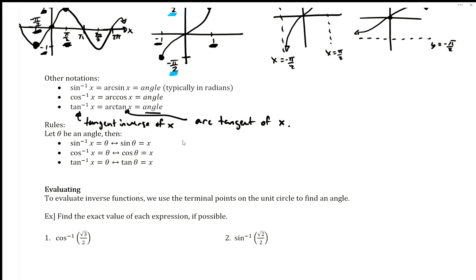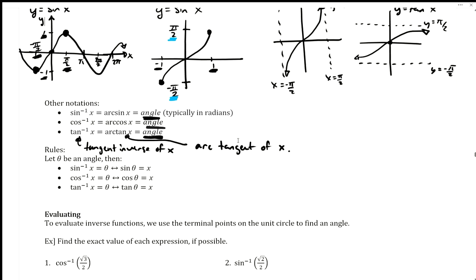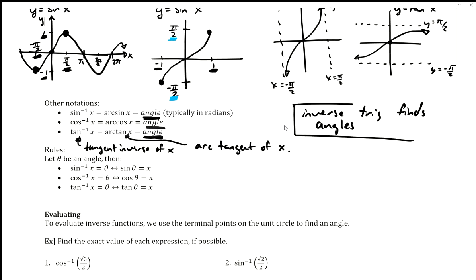What they are doing is finding an angle. All of them find angles. So notice that our ranges on these, radians or degrees, those are angles. So that's always the main thing to think about with inverse trig. Inverse trig finds angles. And without a calculator, it should be our main ones on the unit circle.